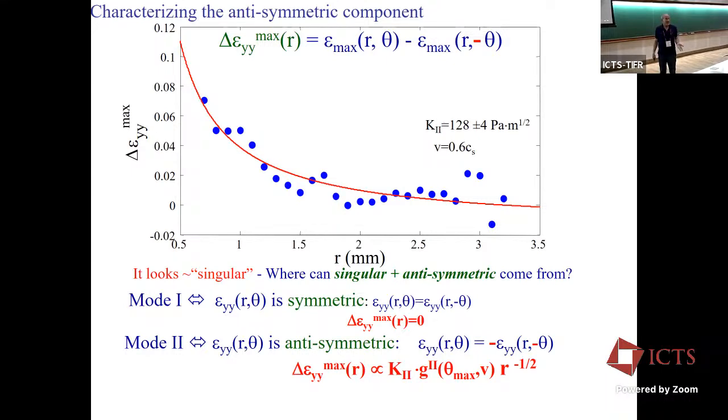It's exactly antisymmetric. So this is hinting at us that in addition to a pure tensile component, there's a little bit of a shear component there. And we can check that. Okay, so we see the 1 over the square root of r dependence that a singular shear component would suggest. And we also know from theory what the angular dependence is.